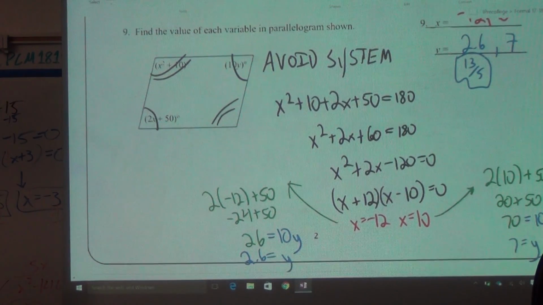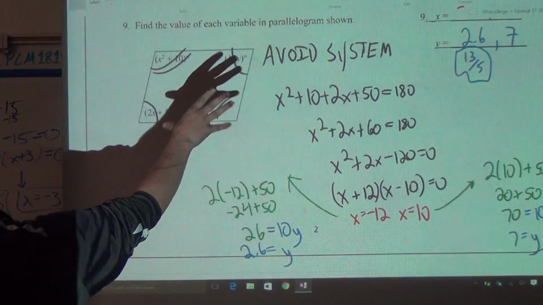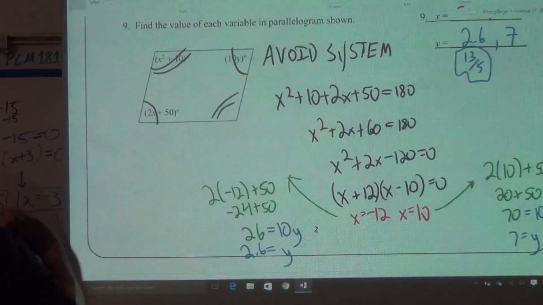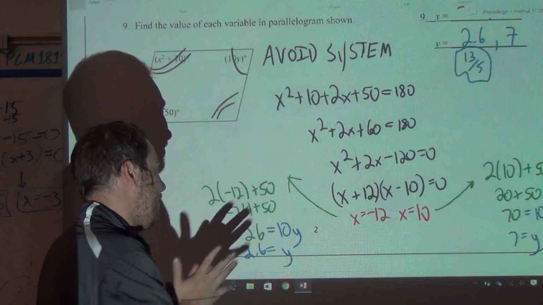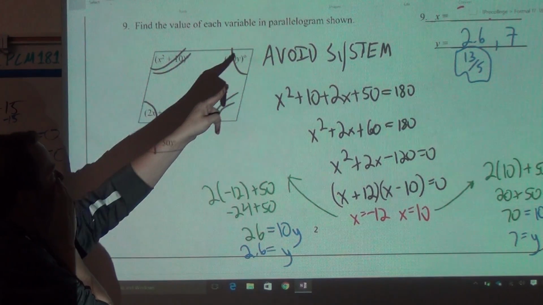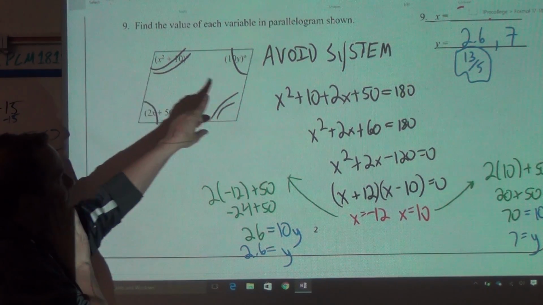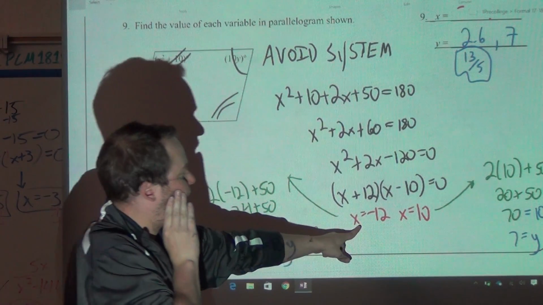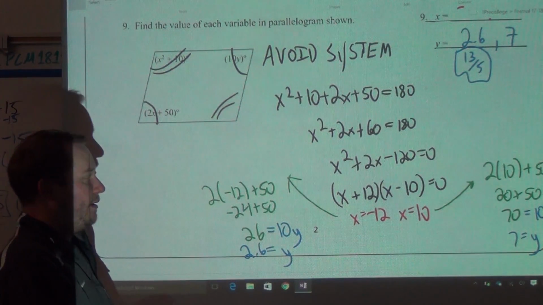For number 9, you want to avoid a system. Some people might have tried to solve a system this way, and you involve x squared with the system, and that's a little bit more complicated than we want to do. But if we use our other properties, that the consecutive angles are supplementary, then we can get to x with a negative 12 and a positive 10 as our solutions.